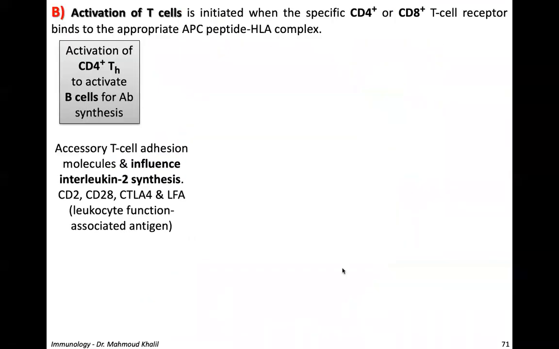So here, let's talk about the second topic in our lecture today, the activation of the T cell. Actually, as we said, it is initiated when these specific T cell receptors, in cells carrying either CD4 or CD8, bind to the appropriate antigen-presenting cell peptide MHC complex, either class 1 or class 2. So let's talk first about the activation of the CD4 T helper cell to activate the B cell for antibody synthesis. Let's see more closely what is actually happening.